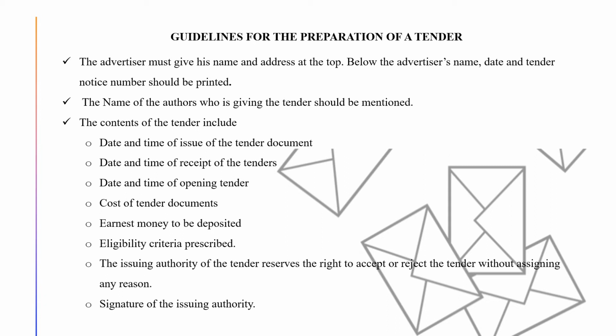When the tender is issued, all these details should be present in the contents of the letter, that is, the body of the letter. All these points should be mentioned in the content of the letter so that people who are reading this tender letter will understand each and every point clearly. That is why these guidelines are given to us.